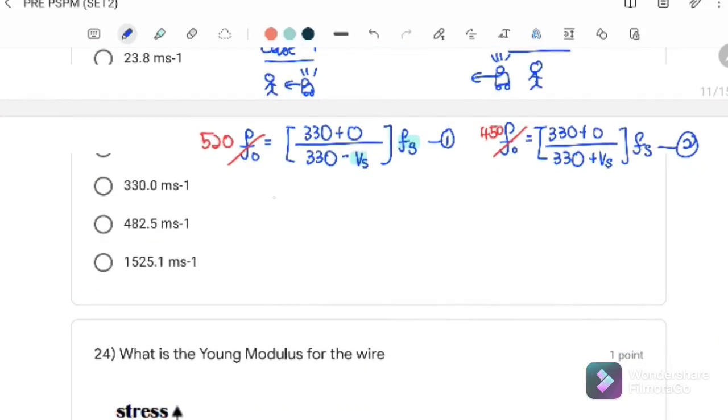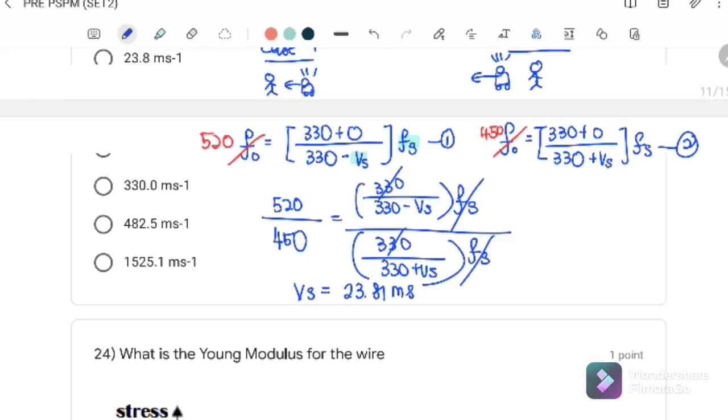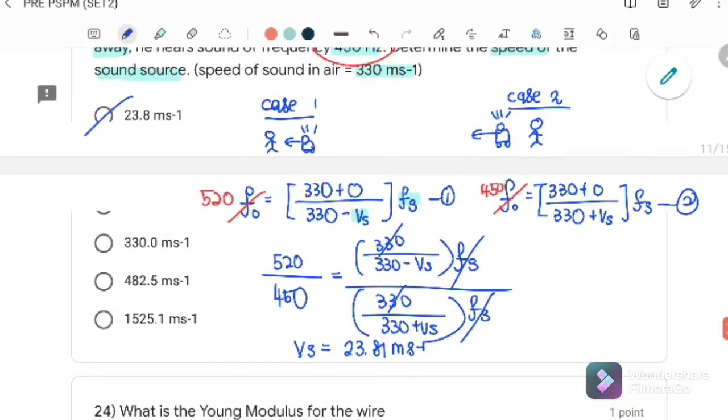Okay, we can use the ratio: 520 over 450 equals 330 over 330 minus V source, times Fs, over 330 over 330 plus V source, times the frequency of the source. Since 330 and 330 are the same, we can cancel. F source, they are from the same source, so we can cancel. So finally, we will get V source equal to 23.81 meter per second. So the answer here is A.